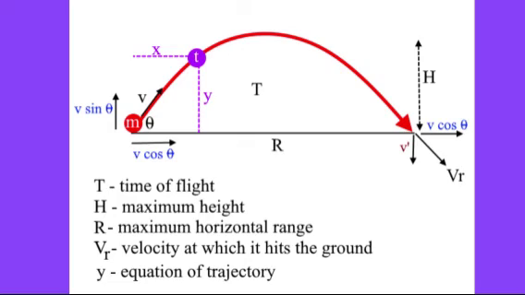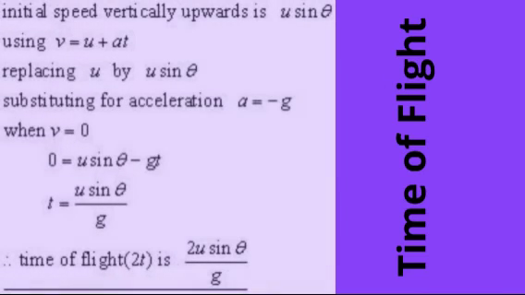And then this is an example of what a projectile motion would be graphically, where t is the time of flight, h is the maximum height, as you can see in the graph labeled, r is the maximum horizontal range, called the range, and then vr is the velocity when it hits the ground. So we're looking at these equations individually.